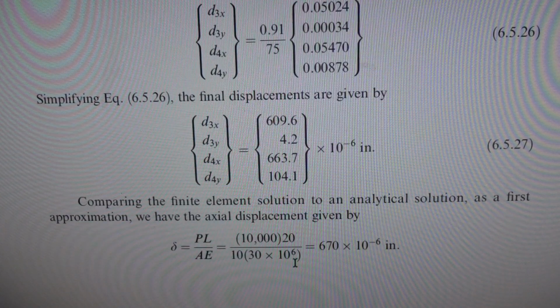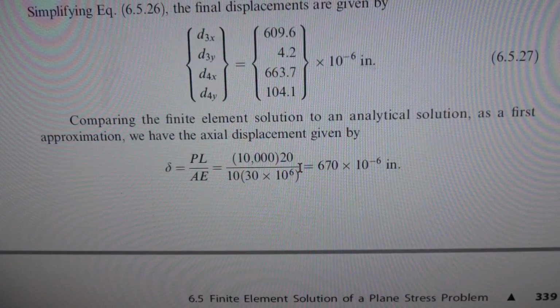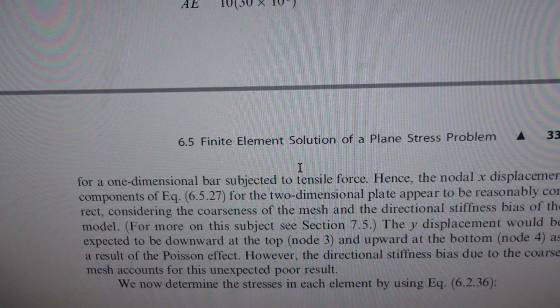When it is supposed to be a bar and you get the displacement, you will get a value of 670 into 10 power minus 6. So it is approximately these values. So this solution is expected to be correct.